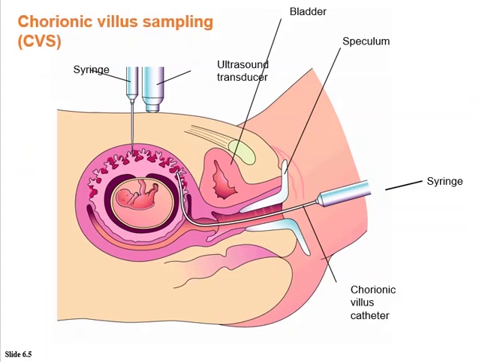Sometimes we need to test the chorionic villi by an operation called chorionic villus sampling, which is done by a syringe for aspiration. Also, we can get it by the transvaginal route or the transabdominal route. Both operations are guided by ultrasound.